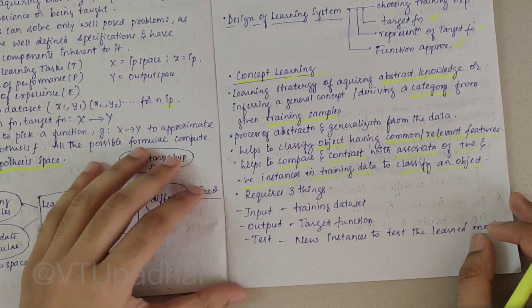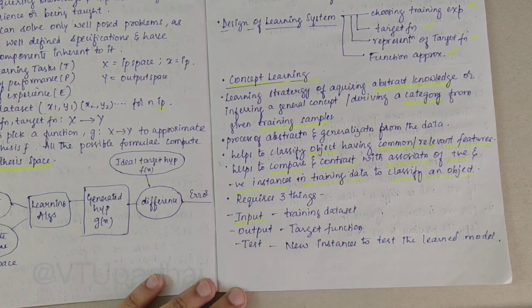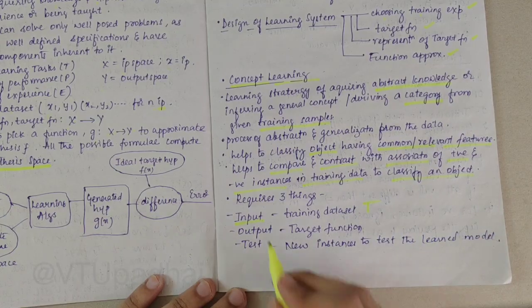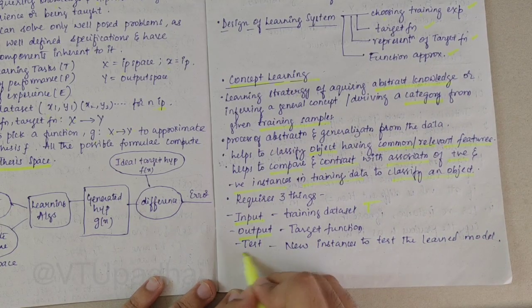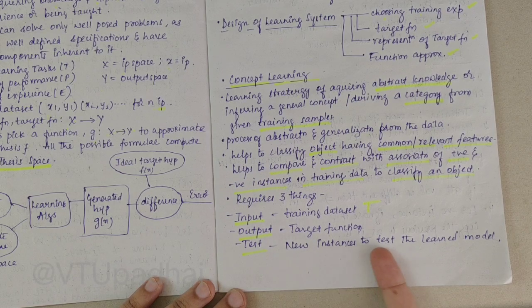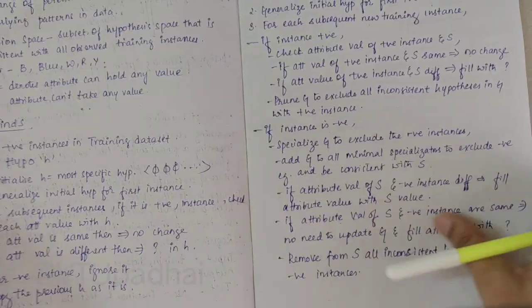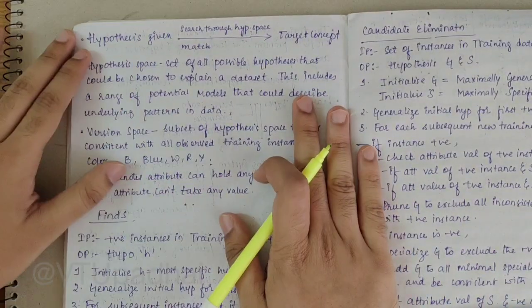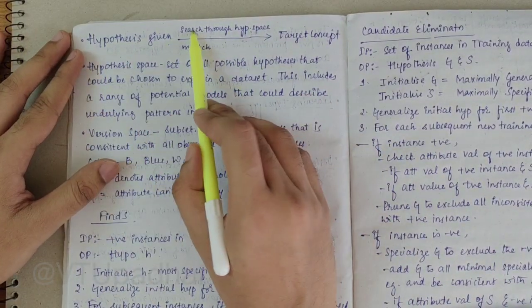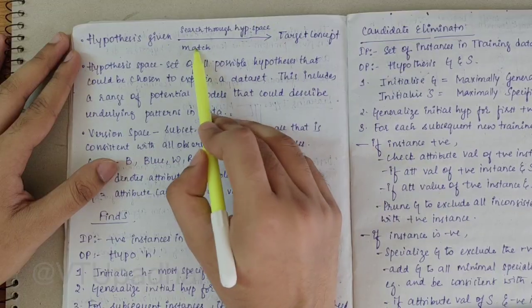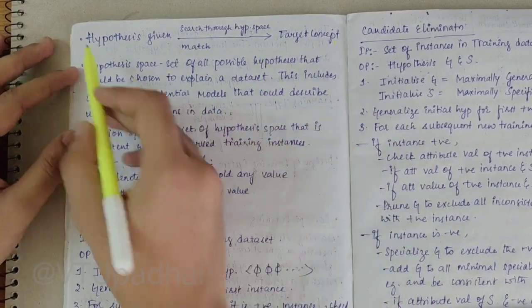Concept learning basically requires three things. The first one is input, that is the training data set, capital T, then the output, the target function, whatever you require, and then the test, here new instances to test the learned model. Here we make use of small t. So this was about concept learning. Next we have hypothesis: search through the hypothesis space in order to match the target concept. That is about hypothesis.